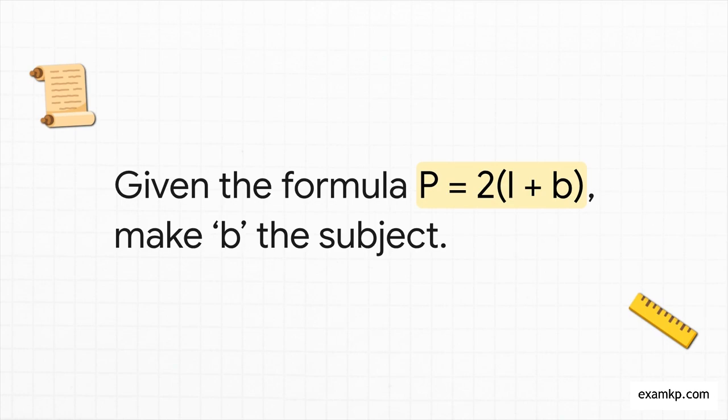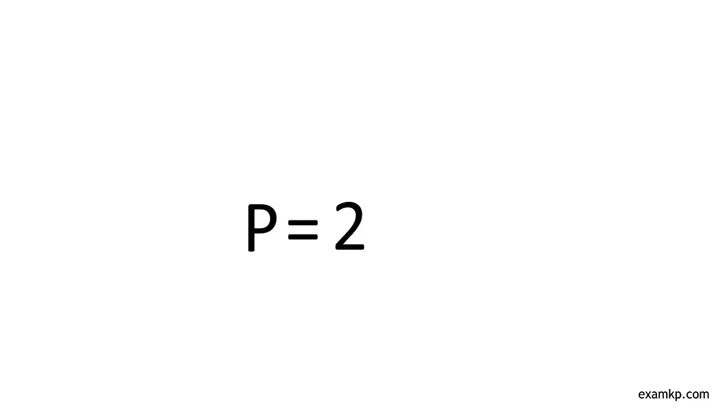Alright, here's a classic from a 2018 WAEC paper. It's the good old formula for the perimeter of a rectangle. Our mission is to make B, the breadth, the subject. Right now, B is kind of trapped inside those parentheses. And the whole thing is being multiplied by 2. So, what's our first move going to be?